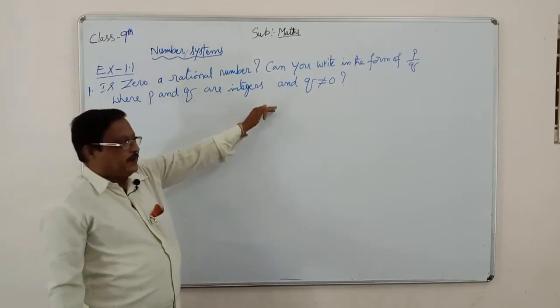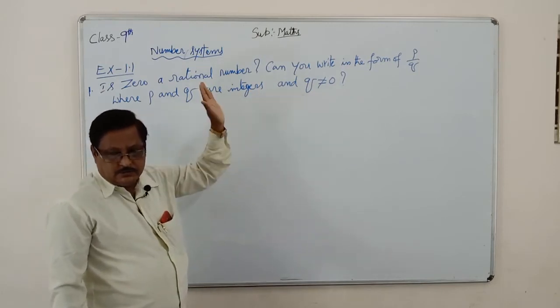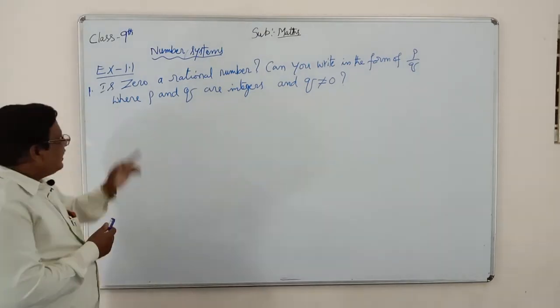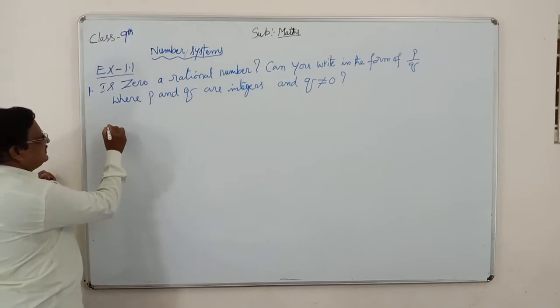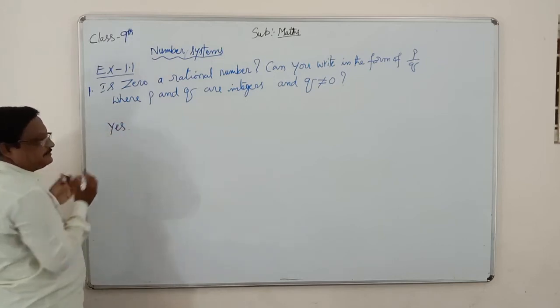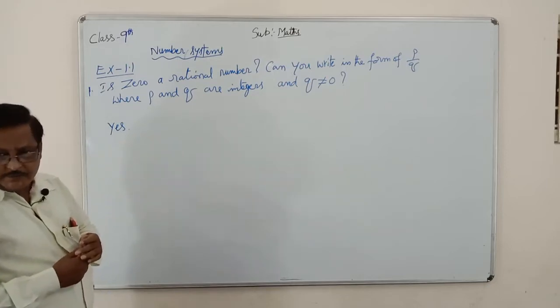Next, can you write it in the form of p by q, where p and q are integers and q is not equal to 0? Either 0 is a rational number or not. First, yes, 0 is a rational number. Next, can you write it in the form of p by q?